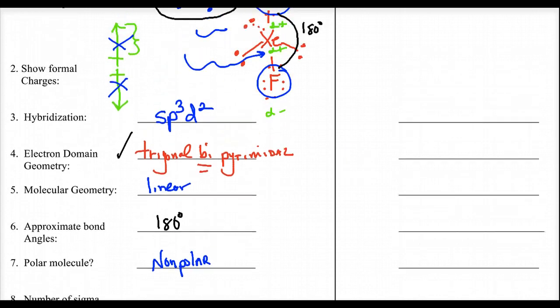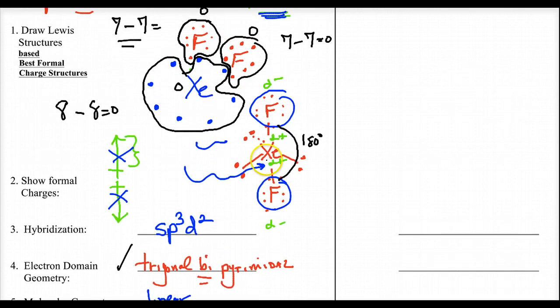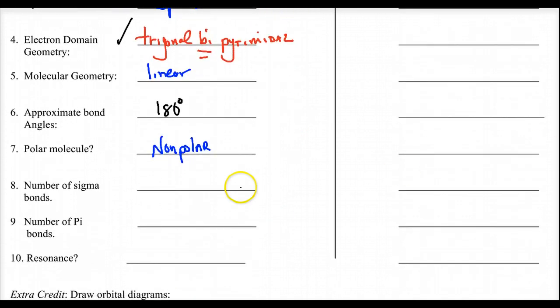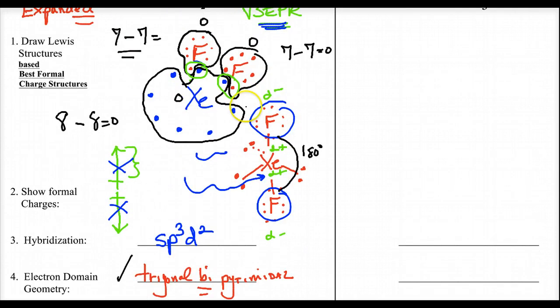Sigma bonds. Sigma bonds are direct overlap. Any one bond, a singular bond, has to be a sigma bond. Now how do I know? It has to be a direct overlap. The first bond has to be a direct overlap. The second and third are the pi bonds, and when we draw that one below, you'll see that. So number of sigma bonds: we're going to have 2 sigma bonds. The reason there are 2 sigma bonds is because we have 2 single bonds.